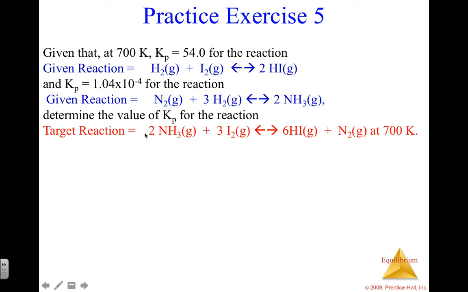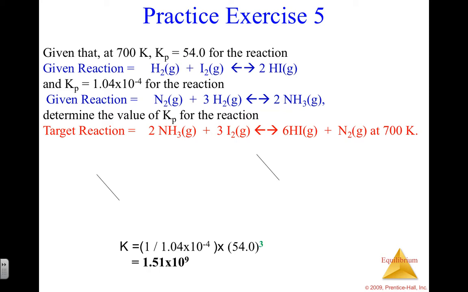So what are we looking for? Unique species. Again, a reactant or product that is only in one of the two given reactions. Hopefully my animations get better. Okay, so here is one of my given reactions. Again, a unique species, NH3. I have NH3 on the right, but in the target, I want it on the left. So what do I do? I reverse my reaction.